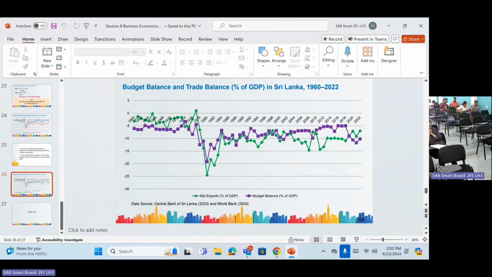Is this the first time you are learning balance of payment? Those who have done economics in A-levels should be familiar with this. Okay, let's take a break.